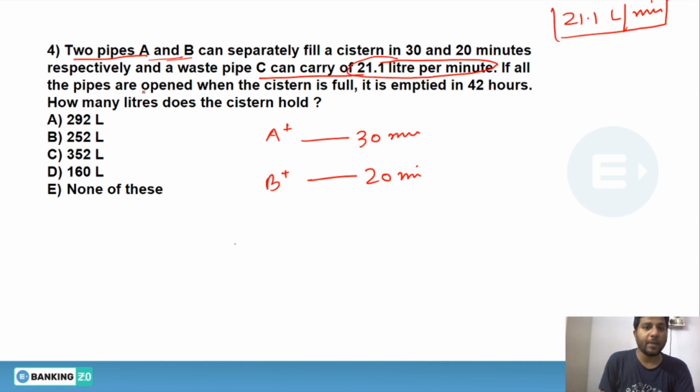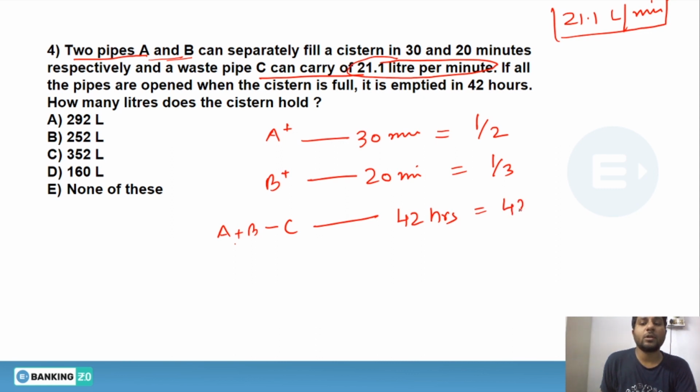If all the pipes are opened when the cistern is full, that means A and B were filling and C was emptying, it takes 42 hours. Let me remind you very carefully that this is in hours while these two data are in minutes. So we will convert them into hours as well. That means 30 minutes becomes 1 by 2, 20 minutes becomes 1 by 3, and it also takes 42 hours. If you take the LCM of these fractions, you will get 42.